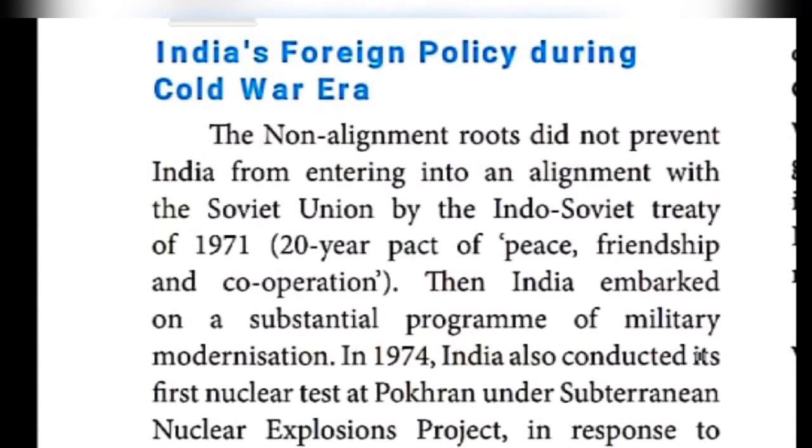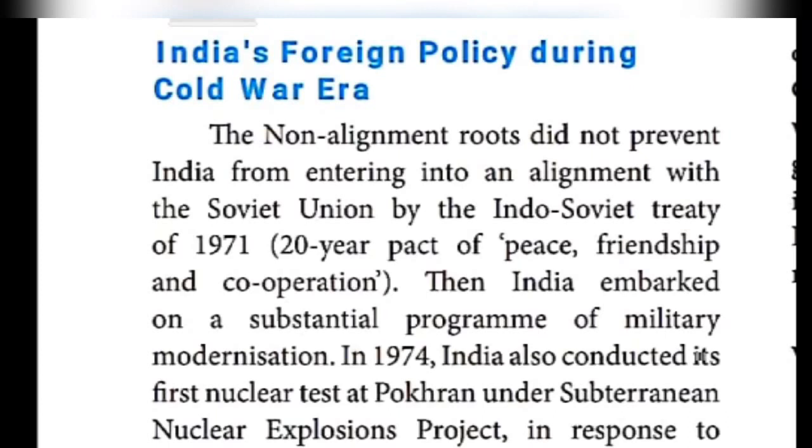India's foreign policy during the Cold War era. Cold War, what is the meaning? After the completion of the Second World War, a silent war was there between the USA and Soviet Russia, in order to capture countries and capture power, to decide who is the great power. That is the Cold War.